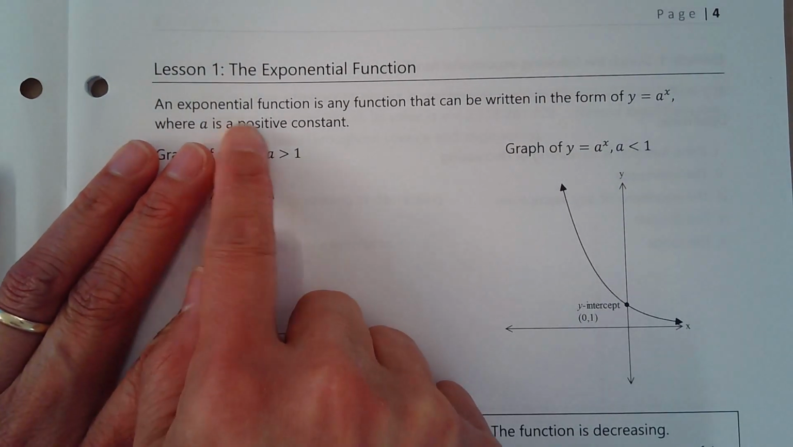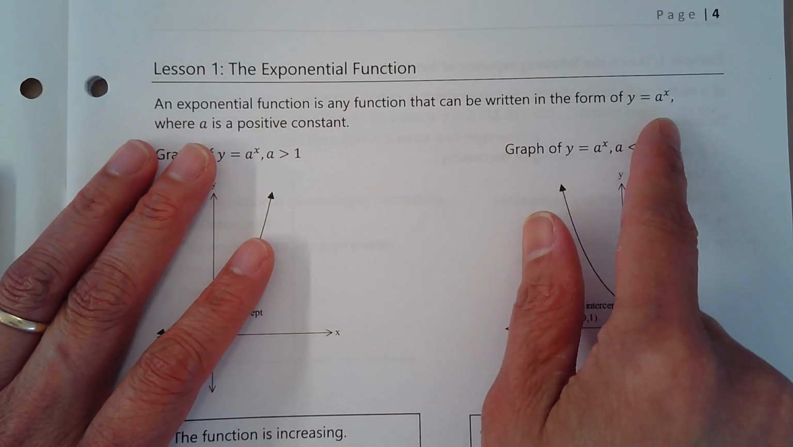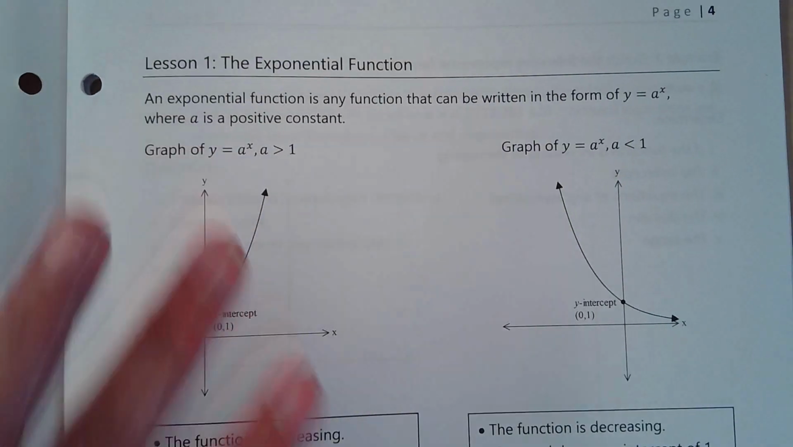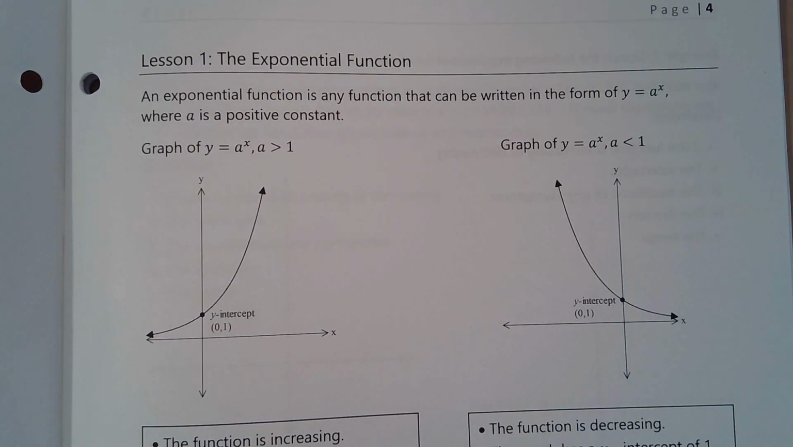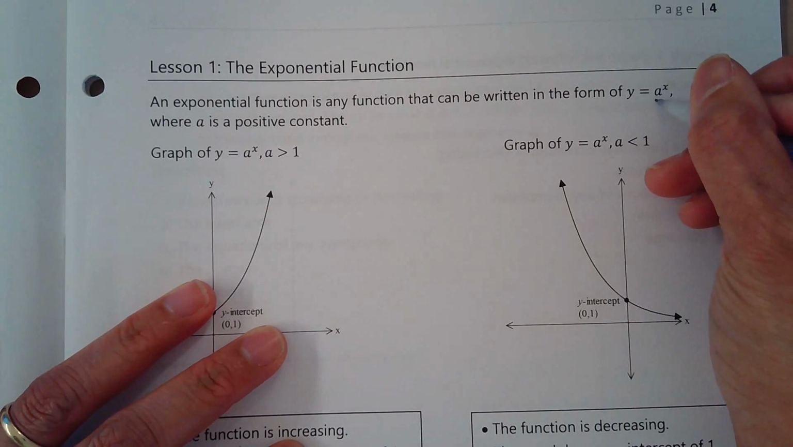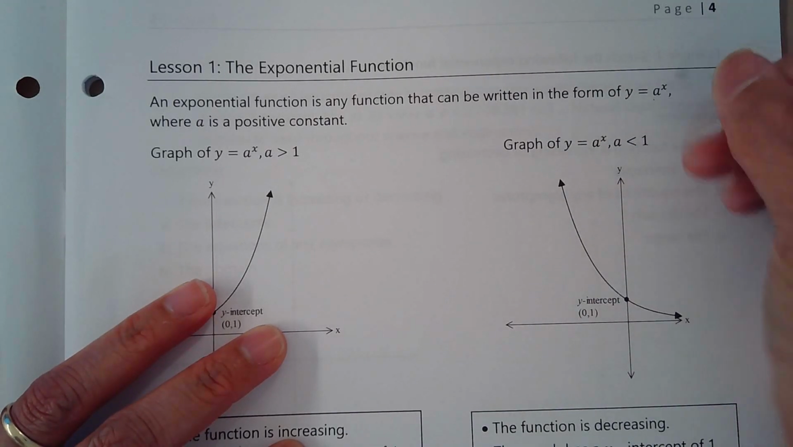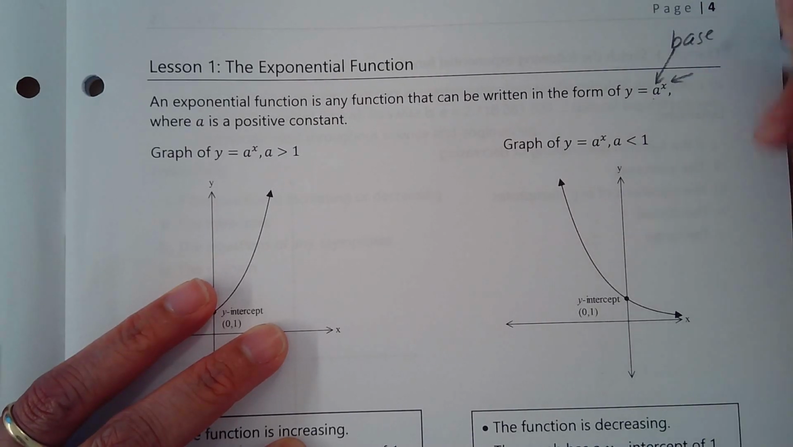So an exponential function is any function that can be written in the form y equals a to the power of x. The exponent here is a variable x, where a is a positive constant. Okay. So a is our base and it's a positive constant. So a is our base, x is our exponent.